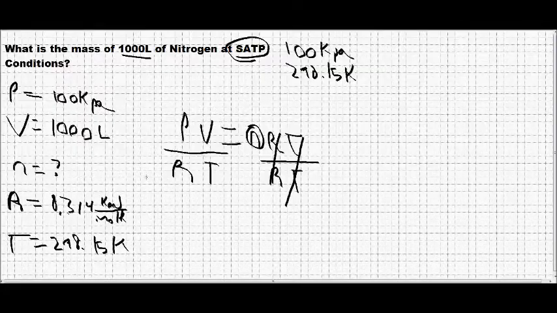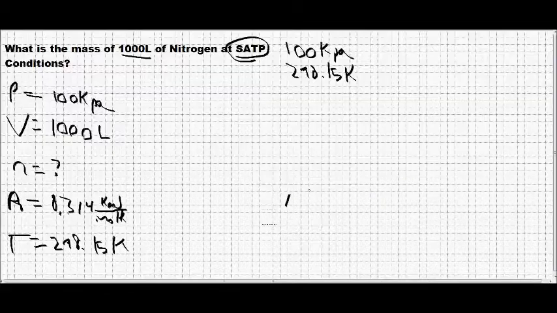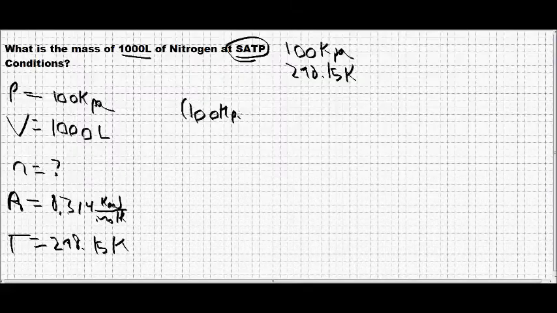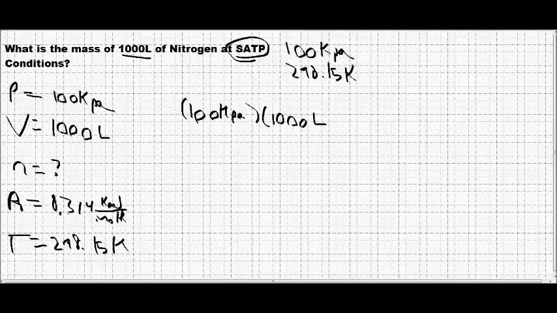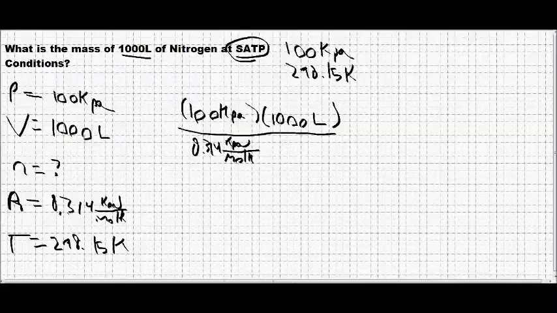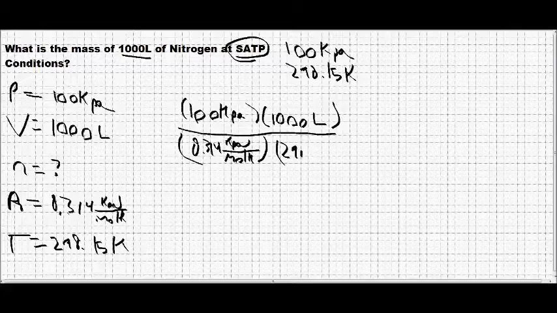Alright, so now that I've shown you this, and it's been written out, let's sub all our variables that we already know into the equation so that we can determine what the moles are. So we start off with 100 kPa times 1,000 liters. Remember, PV over RT. And then we come down here, write out the constant, 8.314 kPa over mol K. Make sure you put brackets, this indicates multiplication. And 298.15 Kelvin. And boom, there we go.